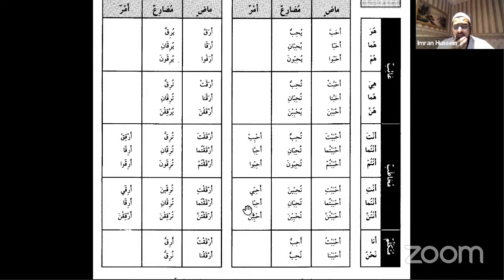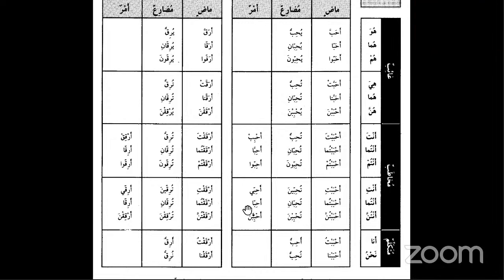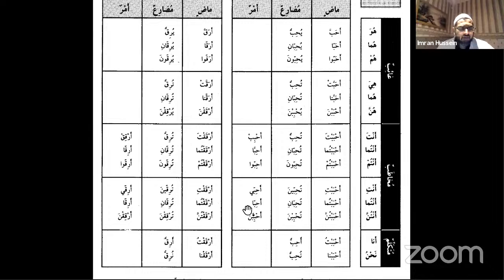Can you also conjugate the present tense now? Yuhibbu. Huwa yuhibbu, huma yuhibbani, hum yuhibbuna, hiya tuhibbu, huma tuhibbani, hunna yuhbibna. Anta tuhibbu, antuma tuhibbani, antum tuhibbuna, anti tuhibbina, antuma tuhibbani, antunna tuhbibna, ana uhibbu, nahnu nuhibbu. Excellent.